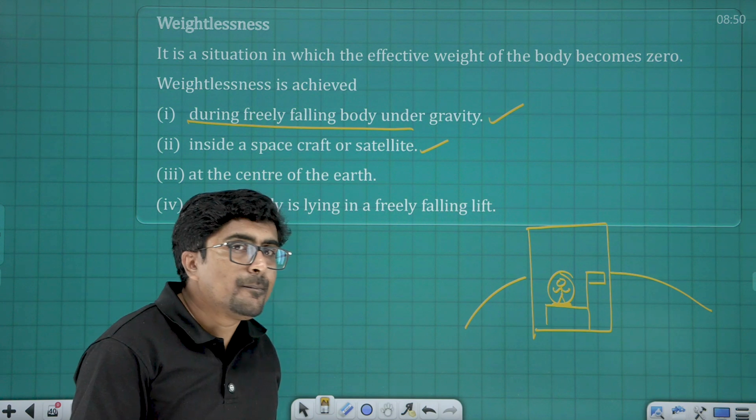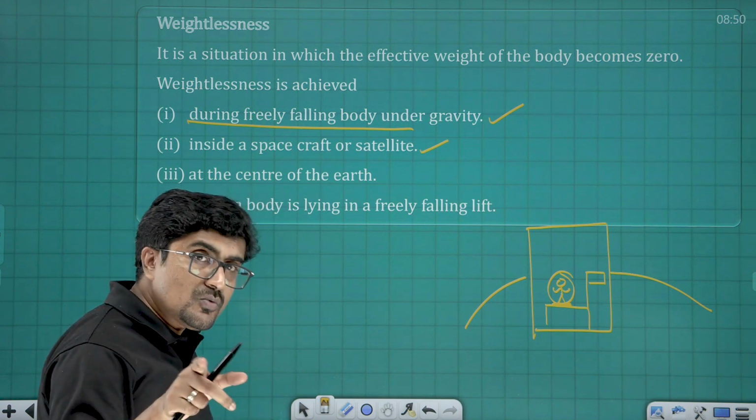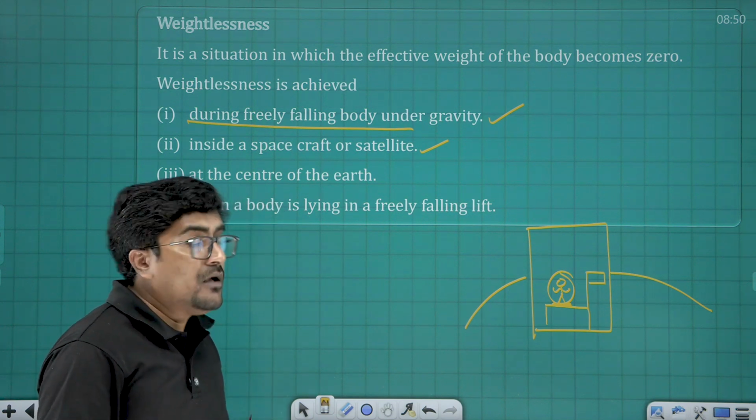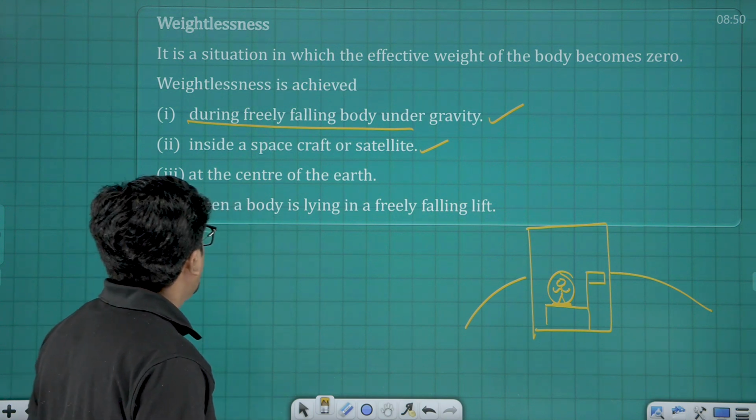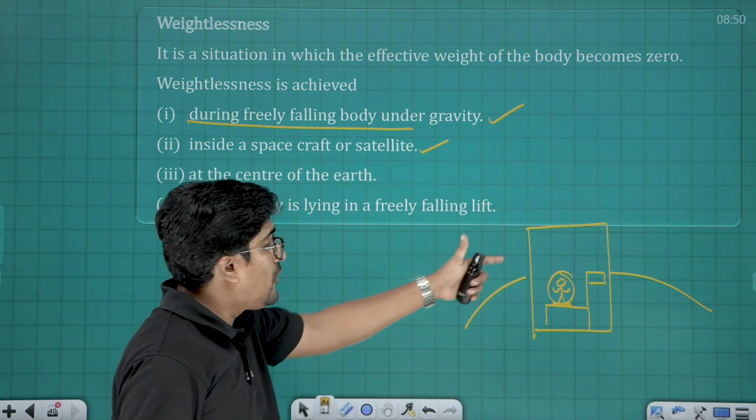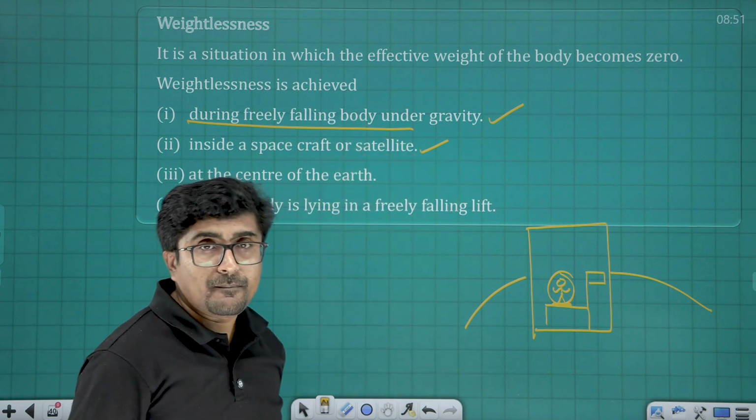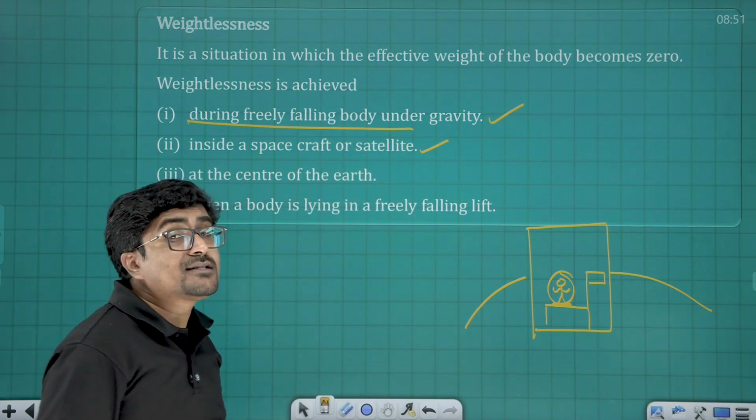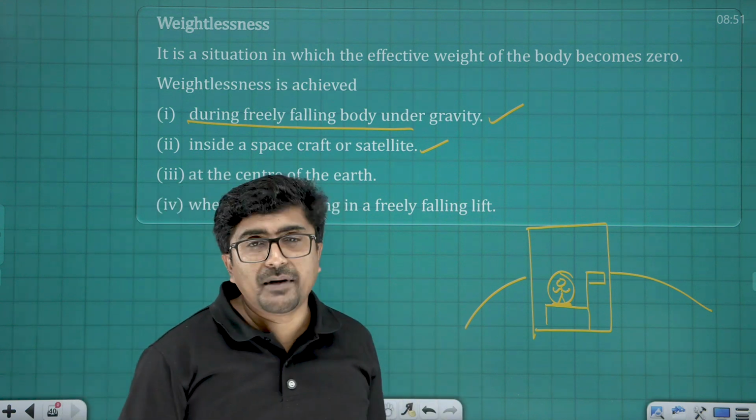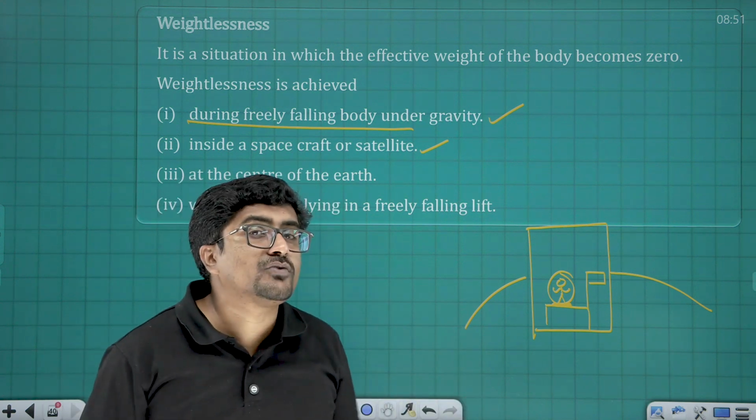Now at the center of the earth, acceleration due to gravity is 0. So there is no pull. Fine. So in that case also normal reaction is not going to be there. So weightless condition, definitely it will be there. And the last one is when a body is lying in a free falling lift. Exactly, I said that in the beginning, isn't it? So these are the cases where weightless condition is applicable. Fine. I hope you understood it very well.